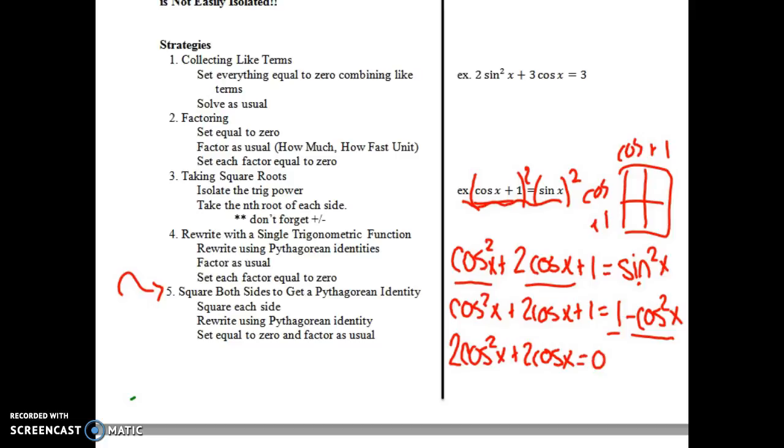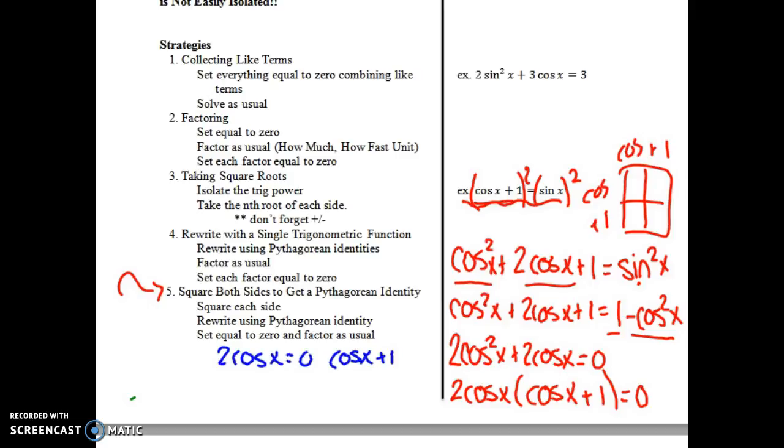Next I'm going to factor. So I'll pull out a 2 cosine x, and I'm left with cosine x plus 1 equals 0. Now, you might be able to squeeze this in. I can't. So I'm going to switch colors and come right over here for a moment. I'm going to set each factor equal to 0. So 2 cosine x I'm going to set equal to 0, and cosine x plus 1 I'll set equal to 0. When I solve, I get cosine of x equals 0. I get cosine of x equals negative 1.